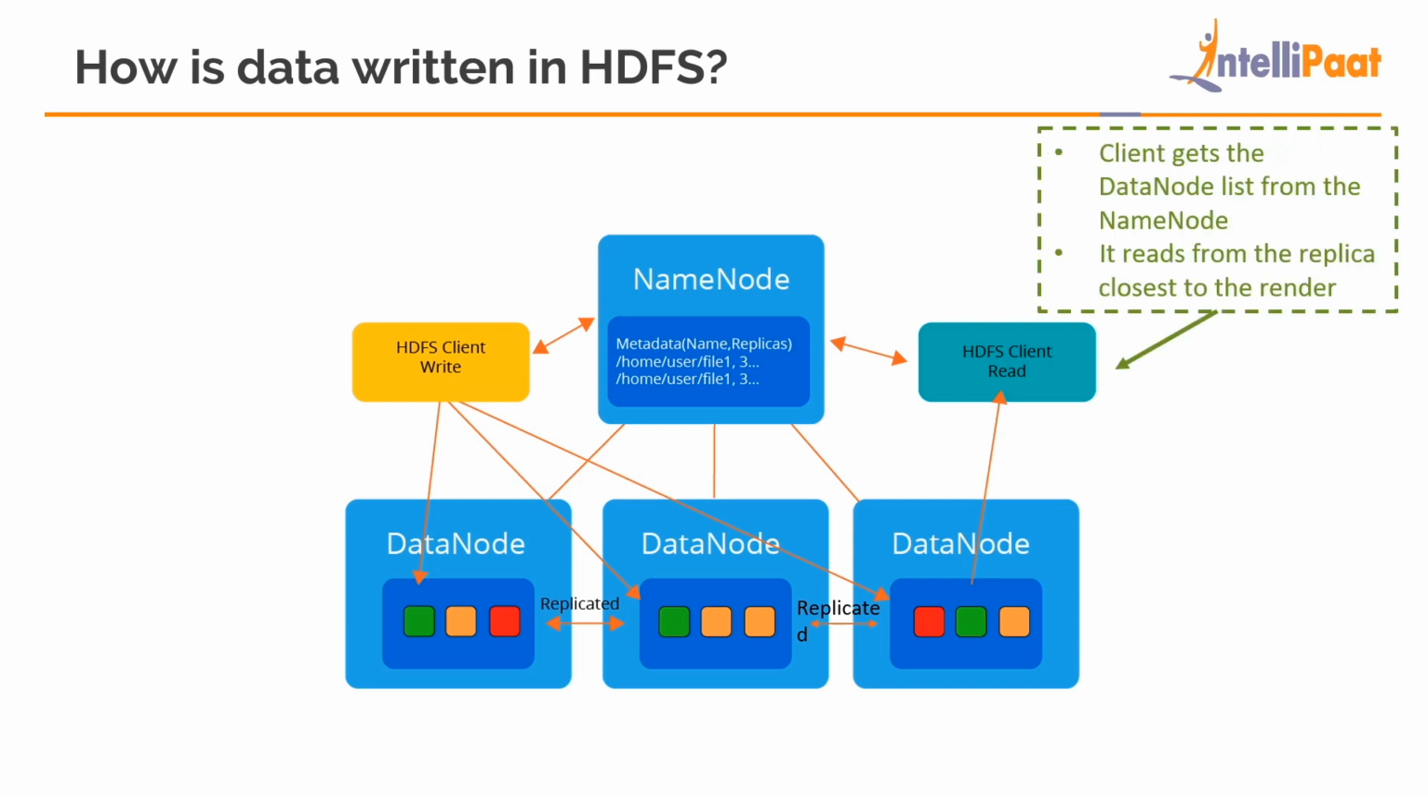So the client gets the data node list from the name node, and it reads that particular replica closest to the reader. So say that if you want to read that particular data, you would basically get the list of data nodes that contain that data in replica or the original format, and whichever data node has the lowest latency from your location, it would fetch the data from that data node, and you'll get to read it from the client's end.